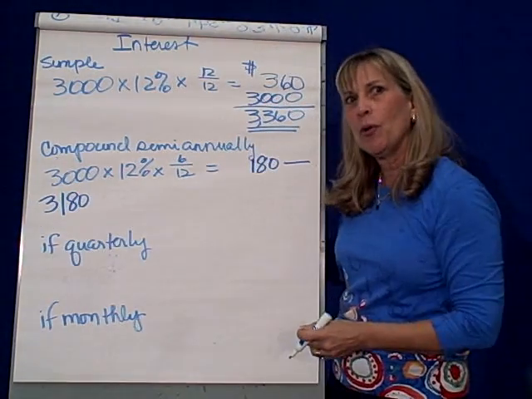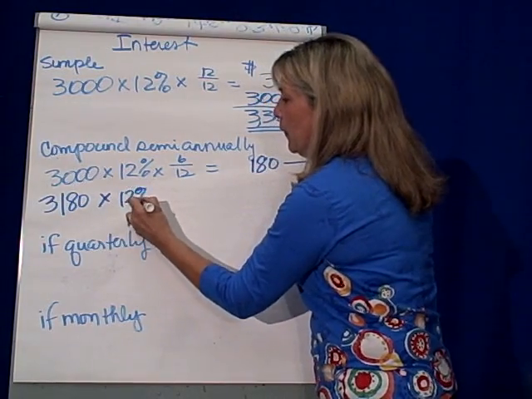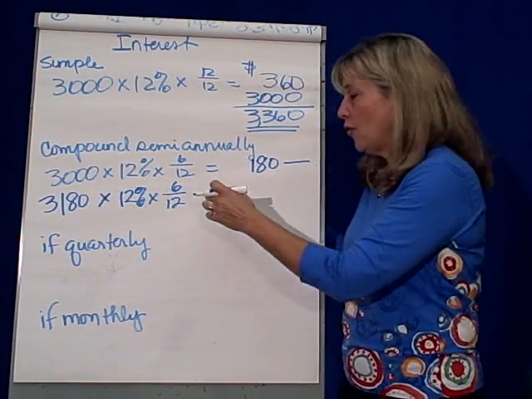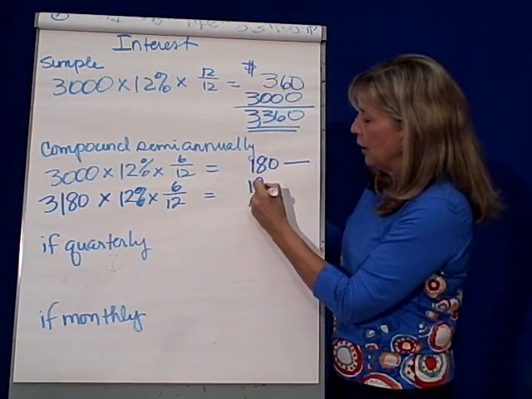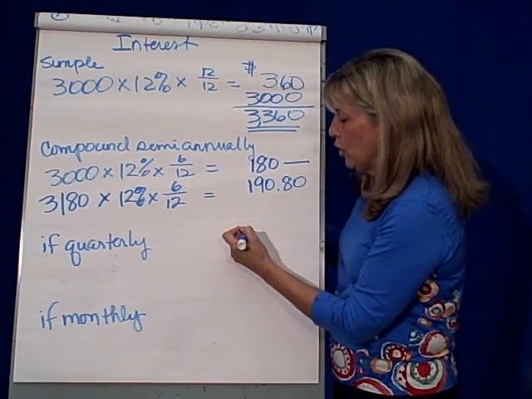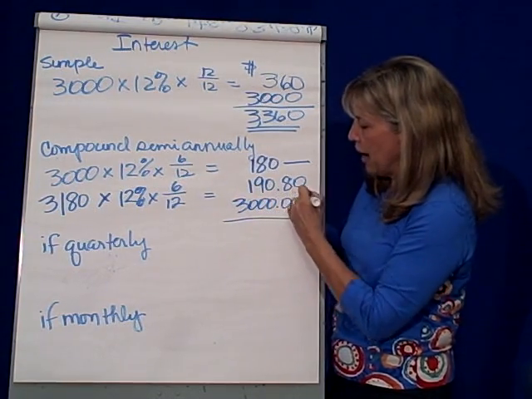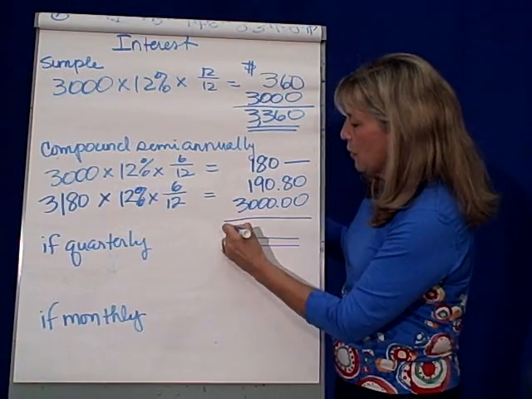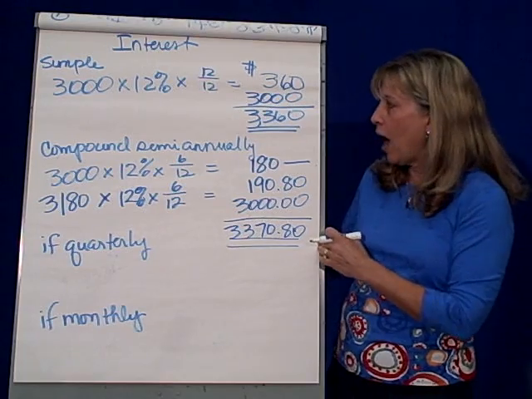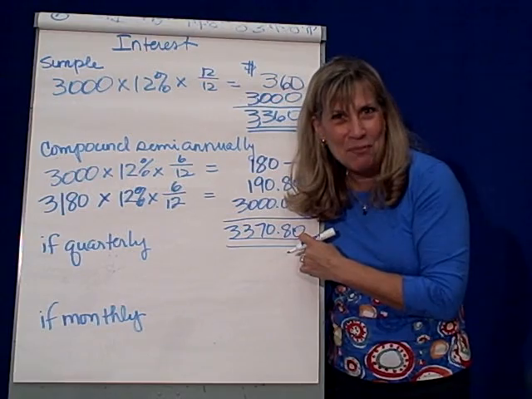So now your principal is $3,180, 12% compounded semi-annually, another half of the year. So the second half of the year, you're going to pay $190.80 of interest. That means when you get to repay that note of $3,000, you're going to have a maturity value of $3,370.80. So notice how compounding compounds the amount you have to pay at maturity.